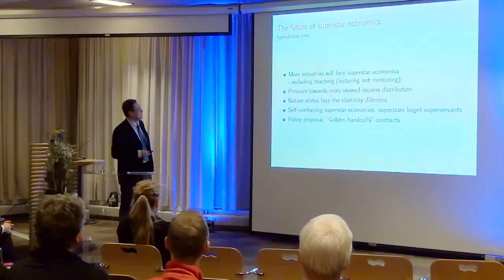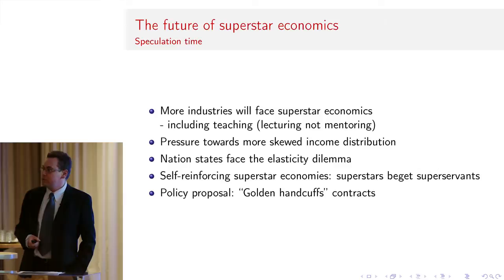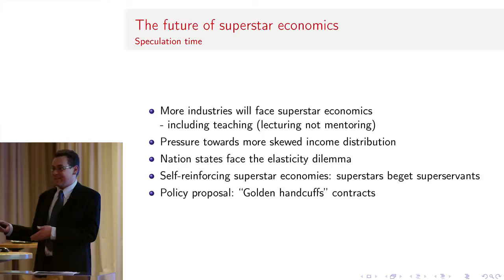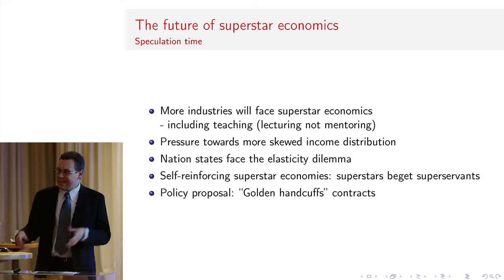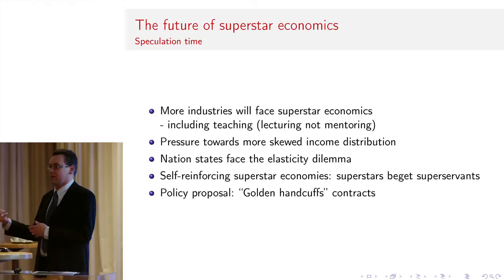So in the big picture, there's more and more pressure towards an even more skewed income distribution. The real problem for nation states is that if you try to tax people more heavily, then the superstars are the most elastic. For them, it's the easiest to move their business to another place, to move to Monaco. It's often the type of job you can do anywhere. You have a high stake. So it's really hard. Exactly the people you'd want to tax the most are the ones that, in some sense, you'd want to tax the least from a revenue perspective. So that's a real dilemma.